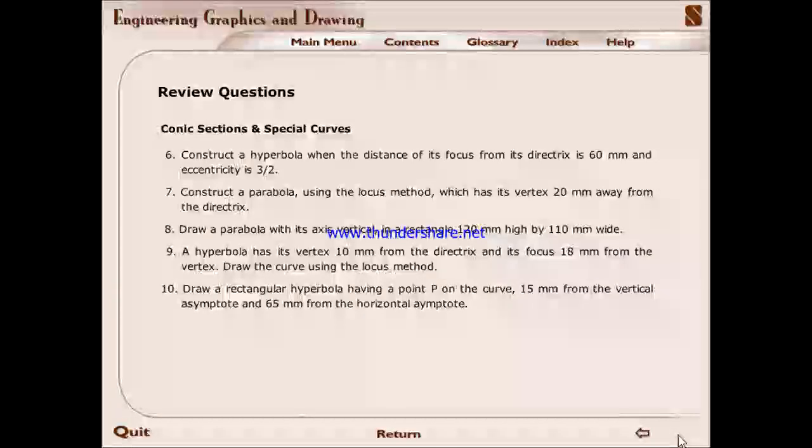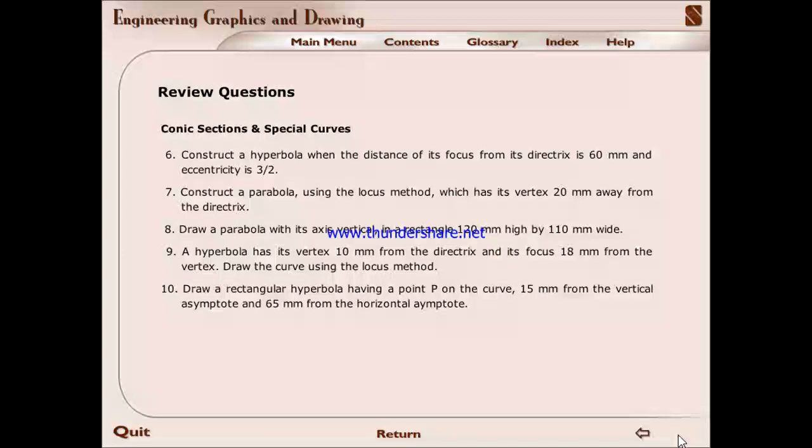Now review the questions on conic sections and special curves. Sixth one. Construct a hyperbola when the distance of its focus from its directrix is 60 mm and eccentricity is 3/2.